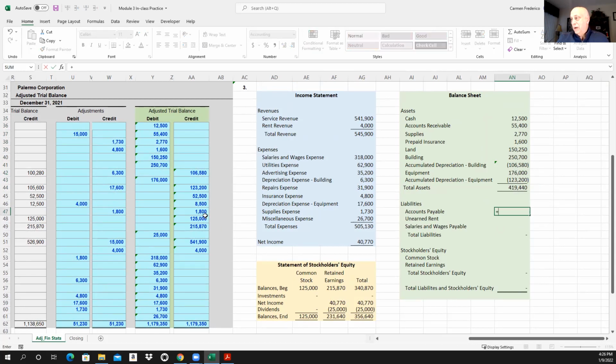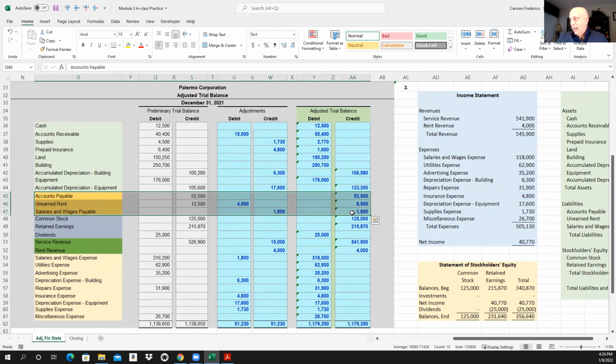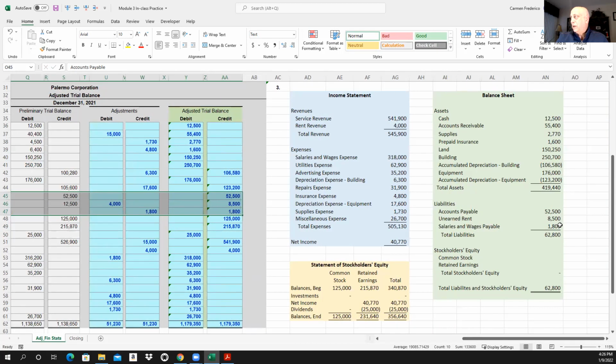Okay, now we come down to accounts payable. We're going to grab that amount off our trial balance here, which is this account here. Okay, unearned rent, which is the $8,500, and then salaries and wages payable, which is the $1,800. Okay, again, all these little error flags bother me. Get rid of them. Okay, so total liabilities are $62,800. Again, I can scroll back over it so you can see the account captions, but all these accounts here are our liabilities. So we took these balances, 52,500, 8,500, and 1,800. They show here on our balance sheet.